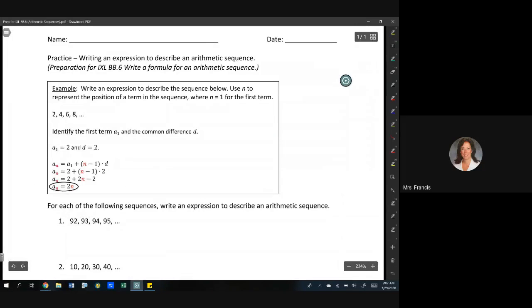Okay, hey everybody, this is the recording to explain IXL BB.6. So in this IXL, you're going to be writing an expression to determine an arithmetic sequence.